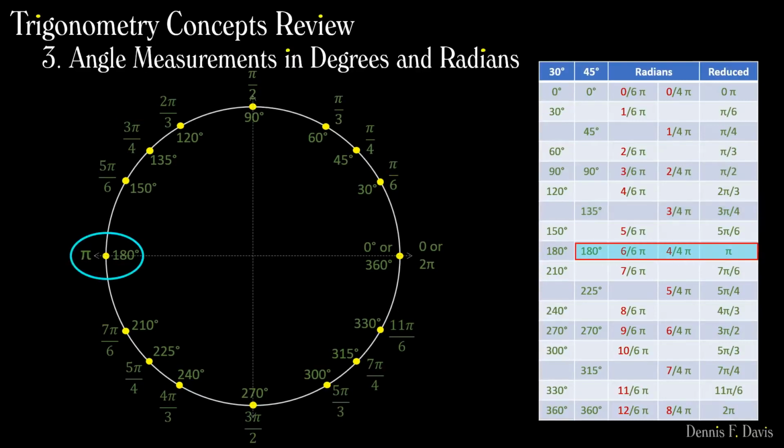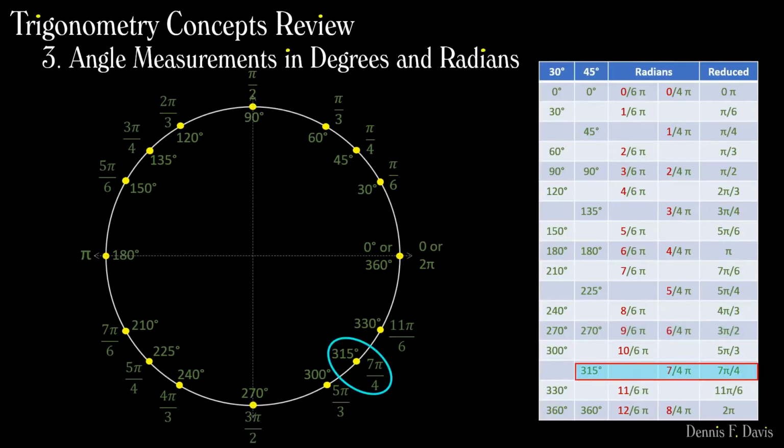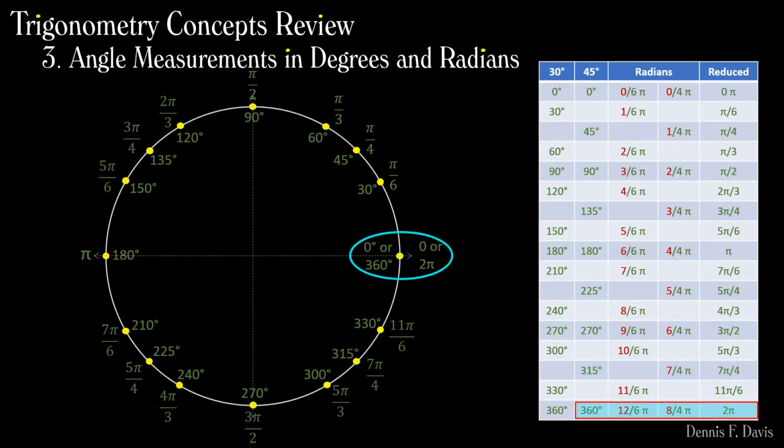180 degrees is 4/4 of pi, which reduces to 1, so 180 degrees is simply pi radians, just like before. 225 degrees is 5/4 of pi, which can't be reduced, so 5 pi over 4 radians. 270 degrees is 6/4 of pi, which reduces to 3/2, so 3 pi over 2 radians. 315 degrees is 7/4 of pi, almost finished, which cannot be reduced, so 7 pi over 4 radians. And 360 degrees is 8/4 of pi, which reduces to 2, so 360 degrees is indeed 2 pi radians.